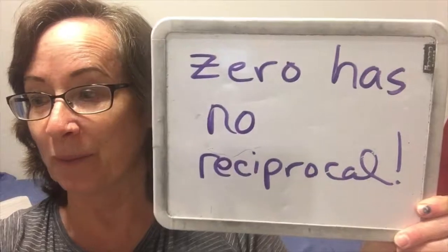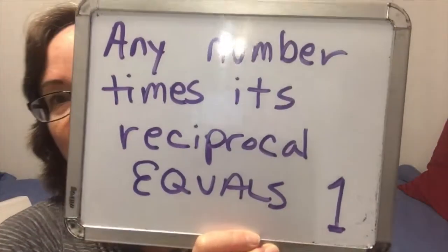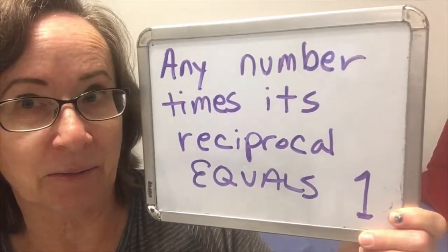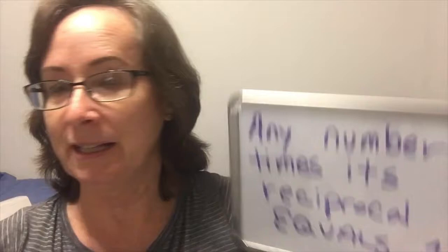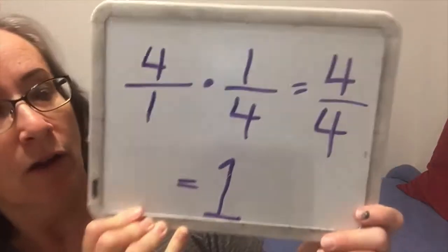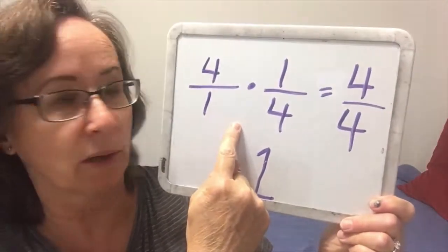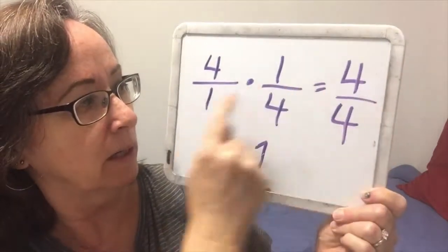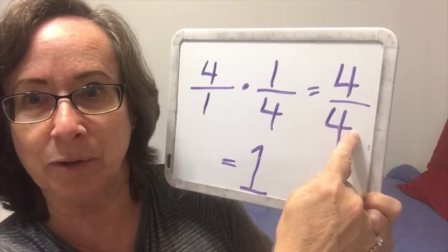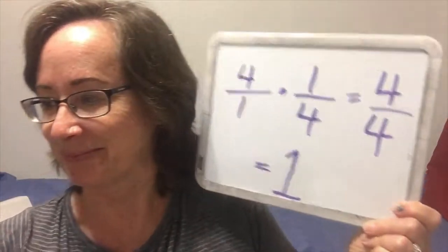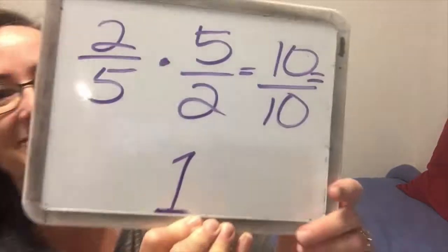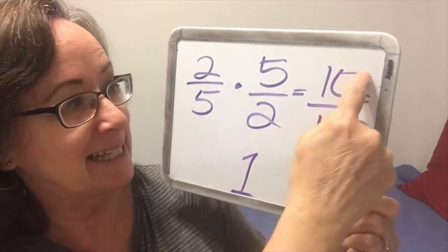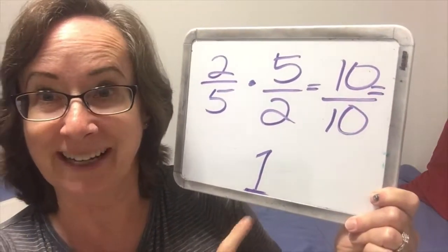Okay, so another special rule. Any number times its reciprocal equals 1. All right, so here's an example. 4/1, which is 4, times 1/4, which is its reciprocal, equals 4/4, and any number over itself is 1. 2/5 times 5/2 is 10/10 equals 1.